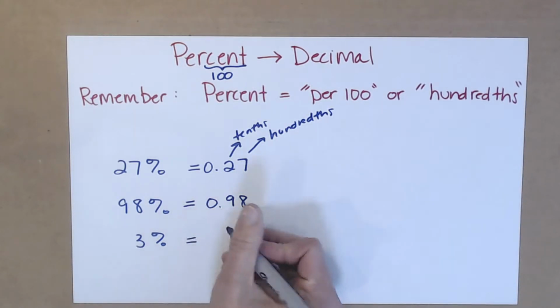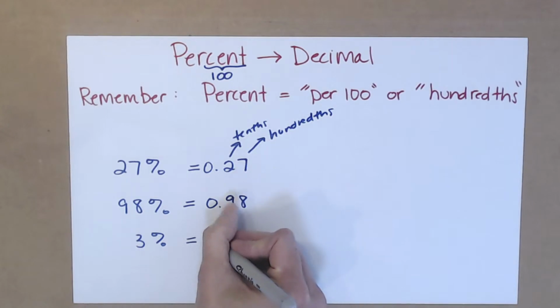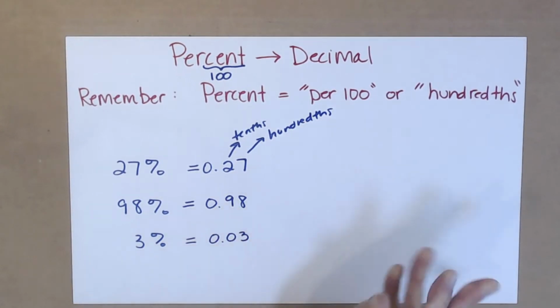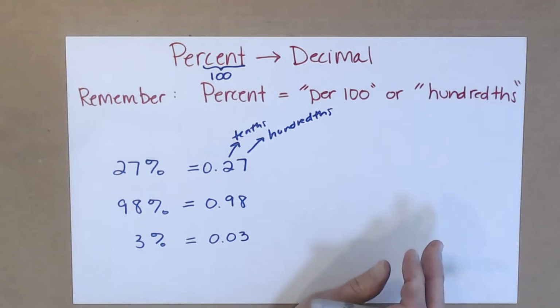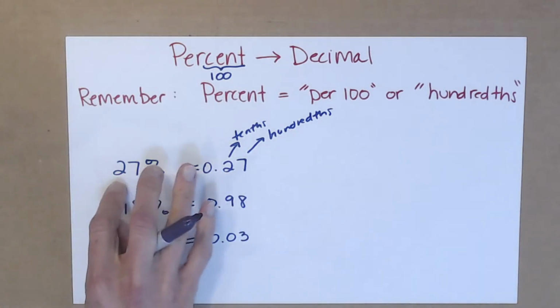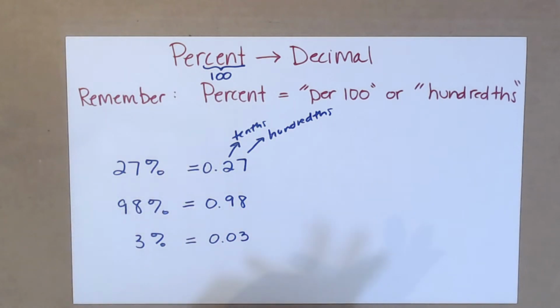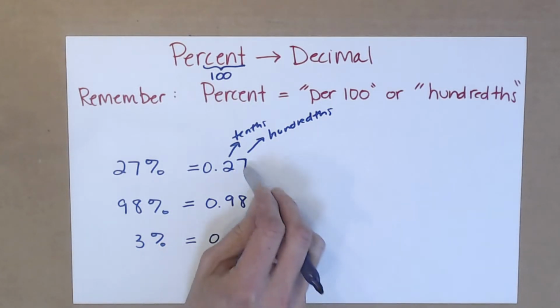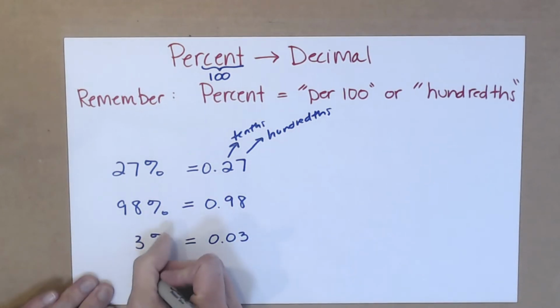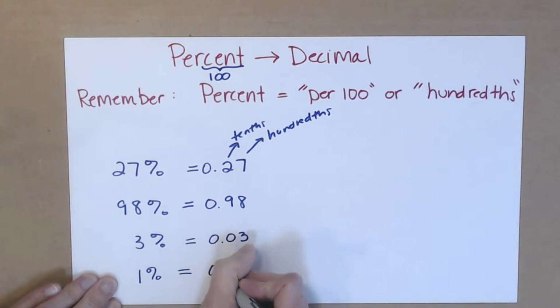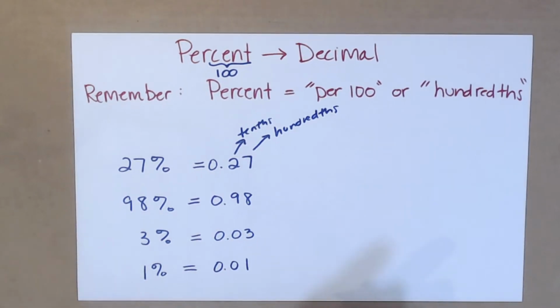And 3%, now we want that 3 to be in the hundredths place because we want it to be 3 hundredths. 3% is 3 hundredths. So when you have a percent that's just one or two digits like this, it's fairly easy to make it a decimal because you just line it up in the hundredths place because percent is hundredths. So again, like 1%. We'd want that 1 to be in the hundredths place to show 1 hundredth.